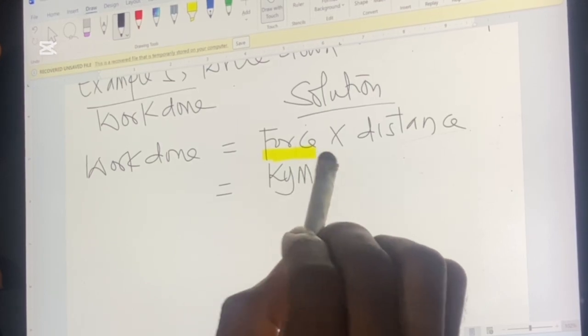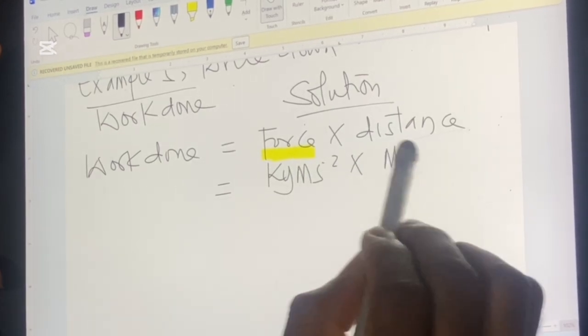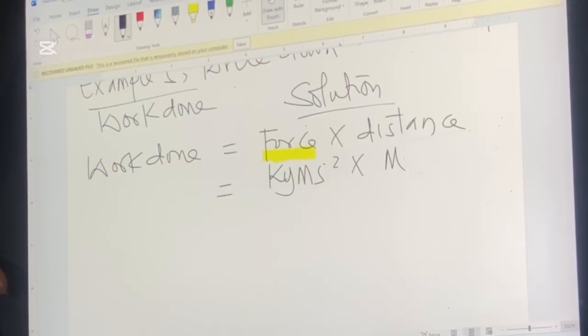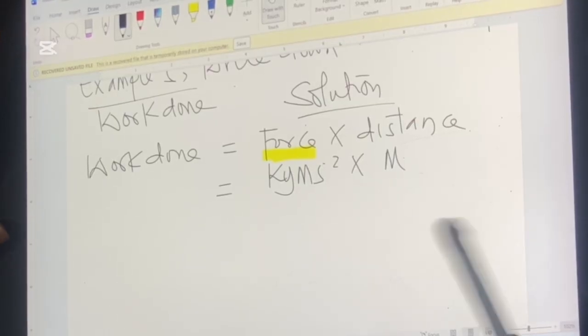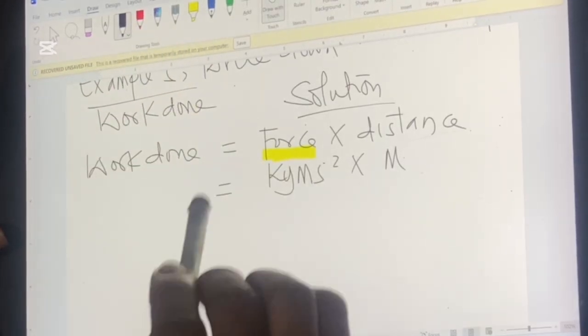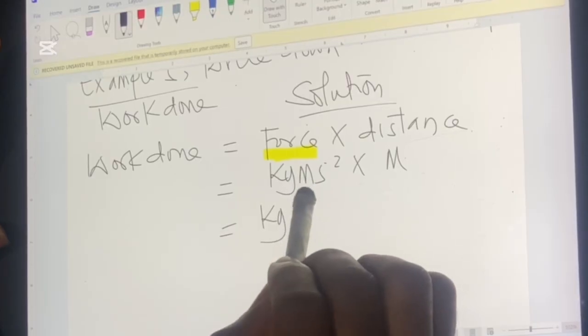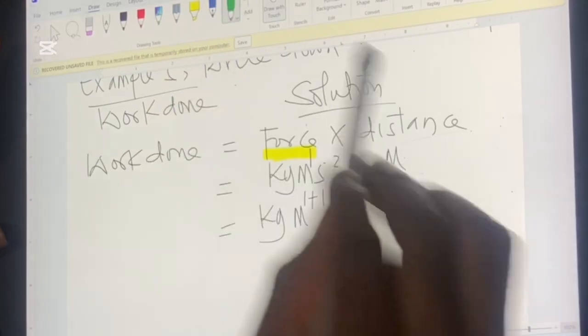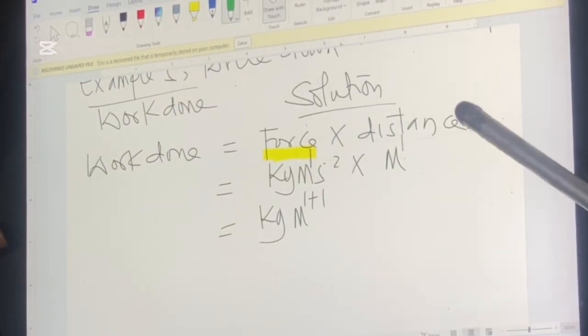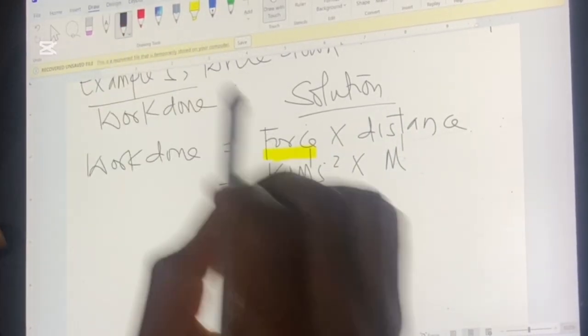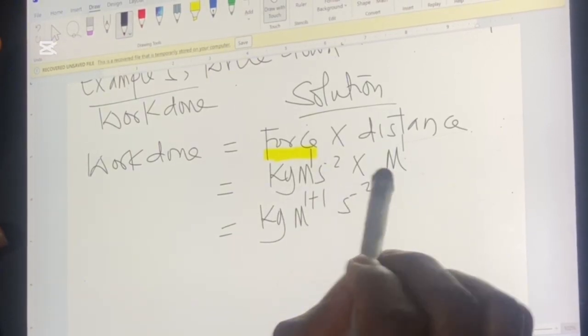kg meter per second square times meter, okay? So class, we have two meters here. Whenever we have two bases, remember the law, we take only one and add up their powers. So I will take this guy here, this will be equal to kg meter 1 plus 1. There is an invisible 1 here, and an invisible 1 here. So you add up their powers, it will be 1 plus 1, and you write down per second square.